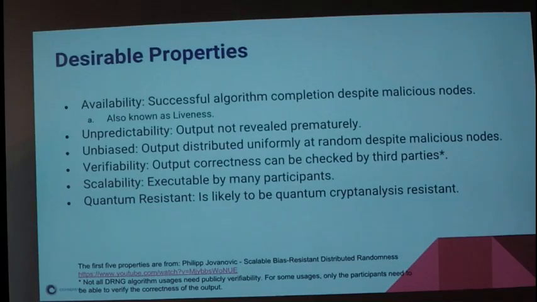So there are a couple of properties that would be really desirable to have when you've got a decentralized random number generator. You want it to be available. In other words, even if you've got malicious nodes, you can successfully complete the algorithm. In blockchain systems you often hear about liveness and safety. This is the equivalent of the liveness property.